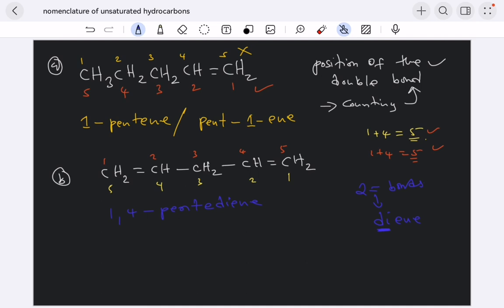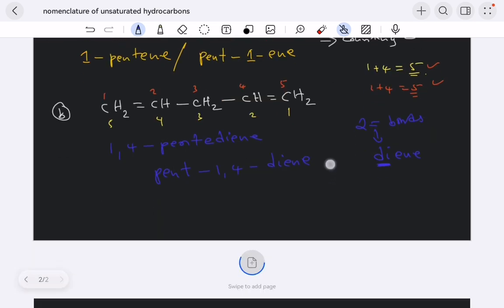Alternatively, this can equally be written as pent-1,4-diene. So here what we're trying to do is just give emphasis on the position of the double bond.